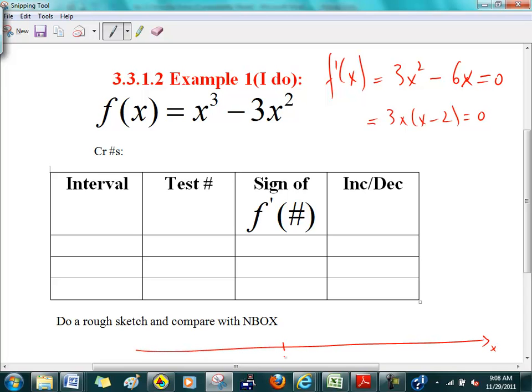Okay, here's 0 and here's 2. So what those two critical numbers do is break up the x-axis into 3 regions. One from negative infinity to 0, the other from 0 to 2, and the third from 2 to infinity. So you get critical numbers, put it on the x-axis.